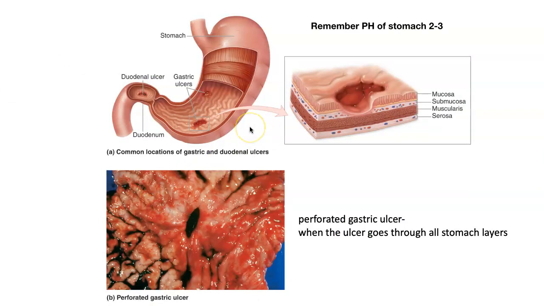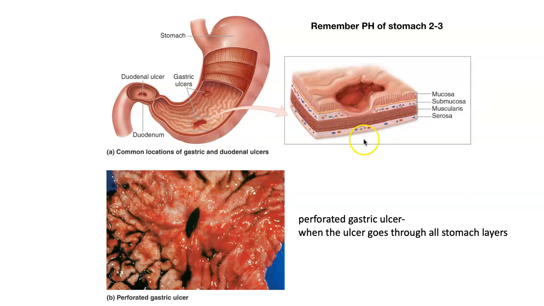So what happens when things go wrong? If you get a gastric ulcer, depending on how bad they are, you can get gastric ulcers that will start burning through the layers, your 4 layers. This one is just burned through the mucosa and the submucosa. It hasn't burned through the muscle layer. This one has burned through all the layers. It is now a hole. So it is burned all the way through.